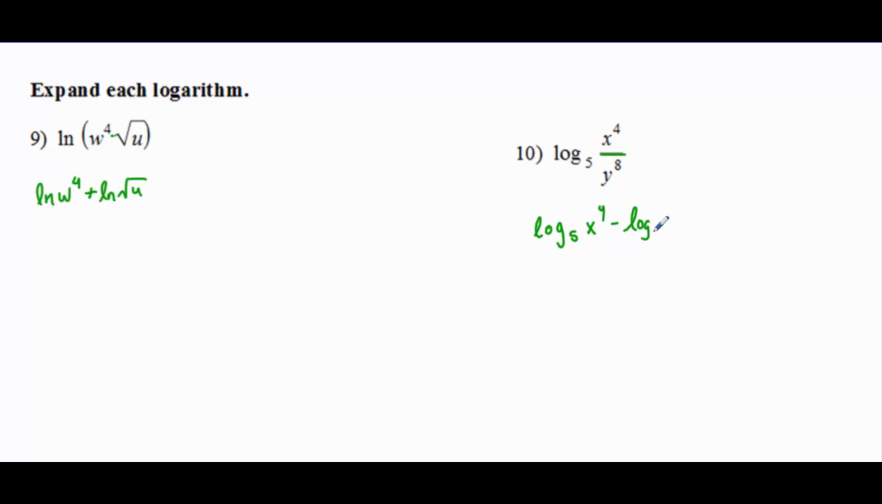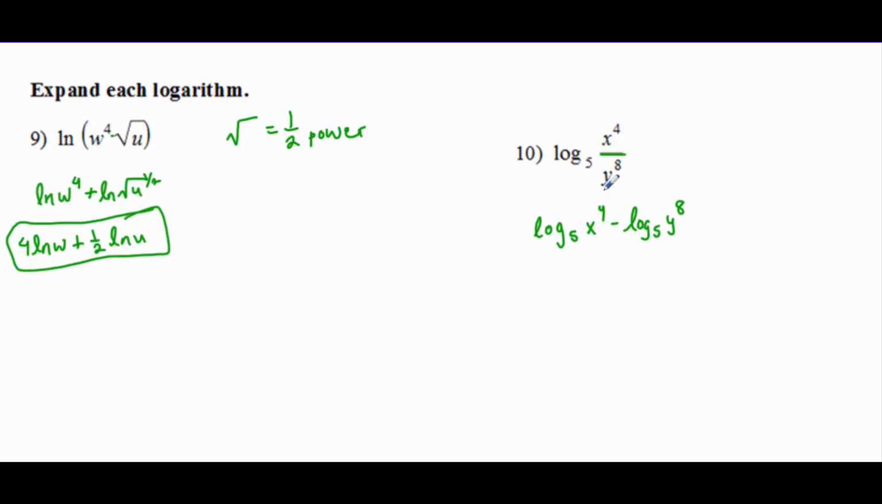Now, I'm not done yet on either of these problems, because the other thing that we do when we expand is we move the exponents in front of the logarithms. And so here I have a 4 that needs to go in front of my logarithm. But ln of square root of u, I can actually change that square root into a half power. And so if I think of this u like it's really just a 1/2, that means that I can move it in front and say that this is 1/2 ln of u. So that's our best answer there for expanding.